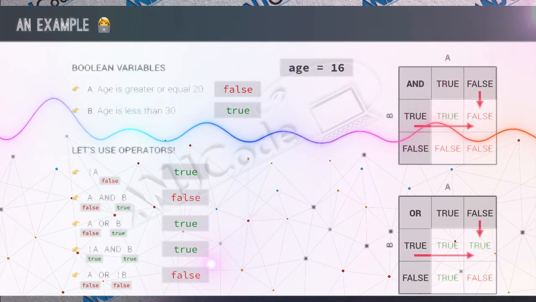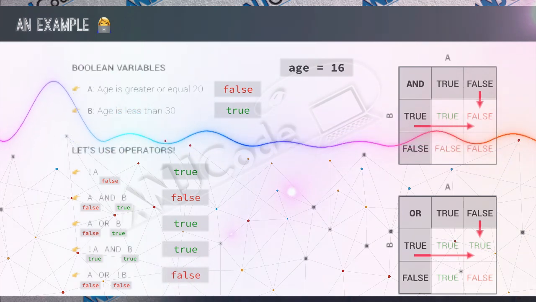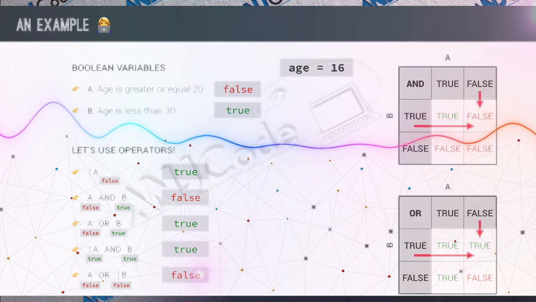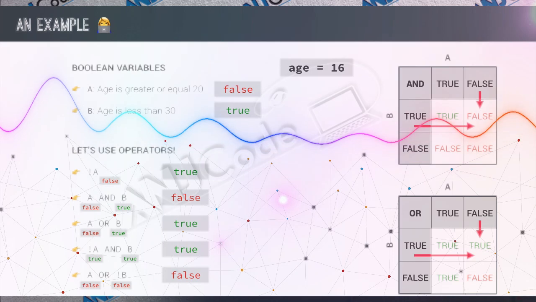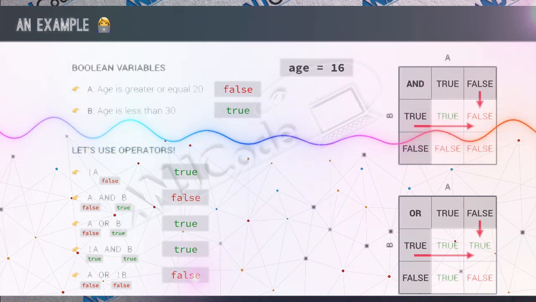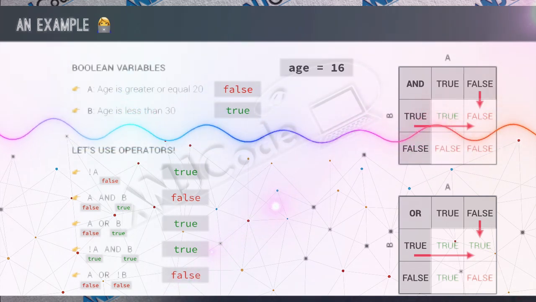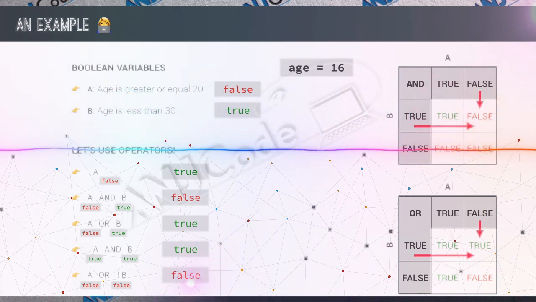And so in the next lecture, we will actually use these operators in code. And then it will make even more sense to you. So by then, we probably won't even need the truth tables anymore, because it will become quite intuitive how both of these operators actually work.